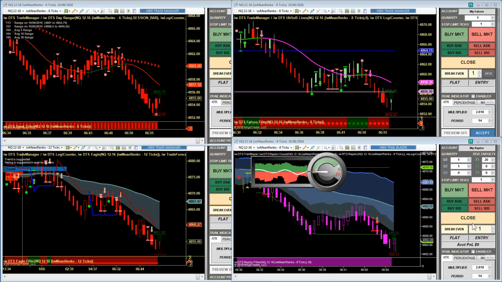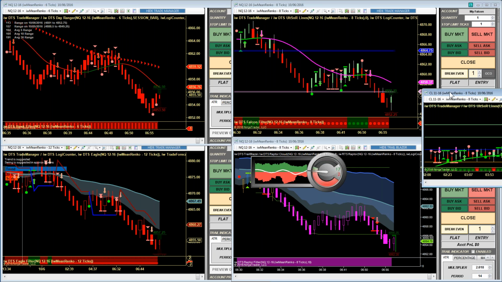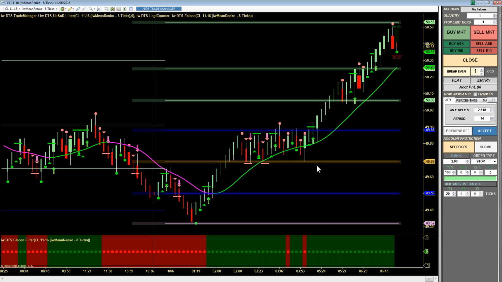All right, what's going on with crude oil? Not a whole lot at the moment. Crude oil putting in its rally early on. Here's crude now on the Falcon. This is near the North American Open for crude oil. Nice little rally up to the secondary resistance.